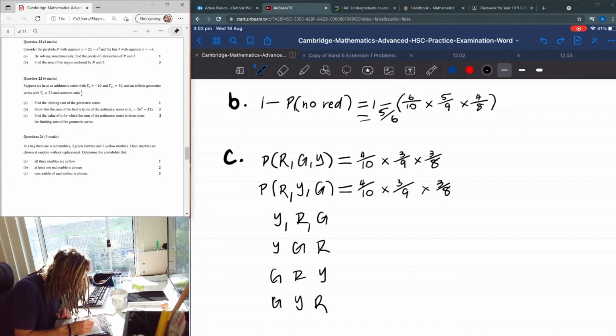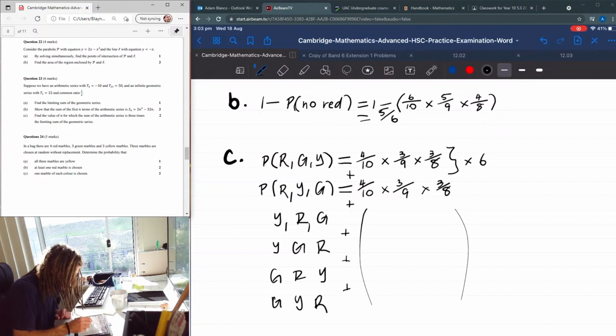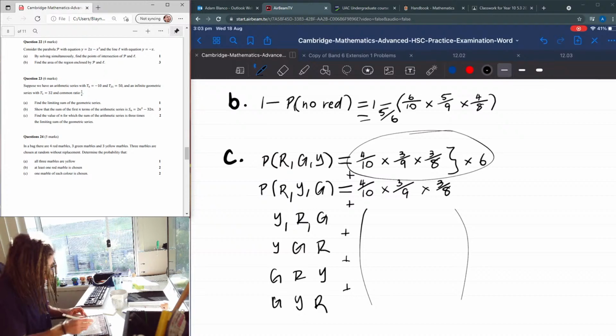So all I need to do is go like this times 6, because at the end of the day I'd be adding all these because they're branches. So I could just go that times 6. That would be what I would do. But yeah, it's a 2-mark question. I think that's a little bit mean for advanced. I can certainly see why it would be an extension question.